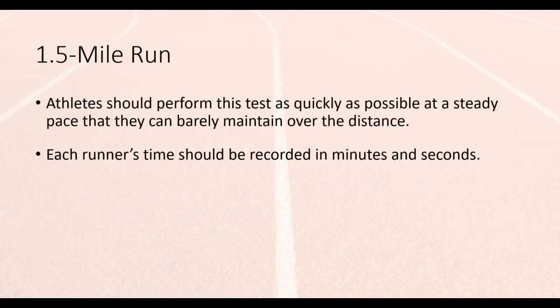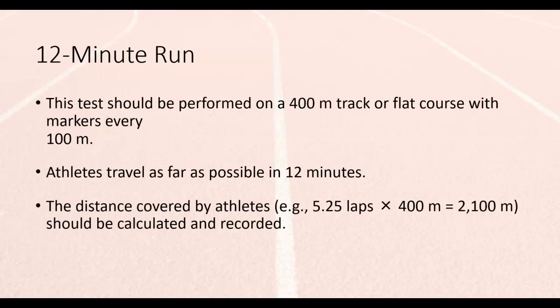A 1.5-mile run. I don't have anyone demonstrating this one, but this is where athletes perform this test as quickly as possible and at a steady pace. So you pretty much have the distances set here, and then your time is what is recorded in minutes and in seconds, and then you compare times. And most coaches usually aim, depending on the sport, let's just say a 1.5-mile run. They're like, okay, this has to be done in 10 minutes, 9 minutes, or so forth. And it also depends on the sport again.